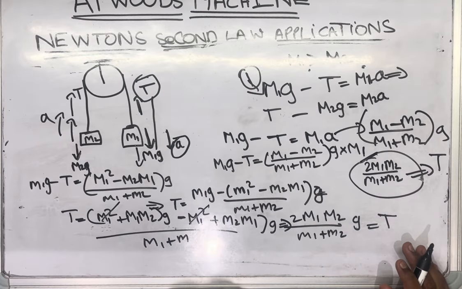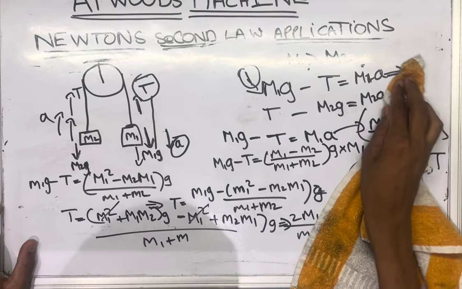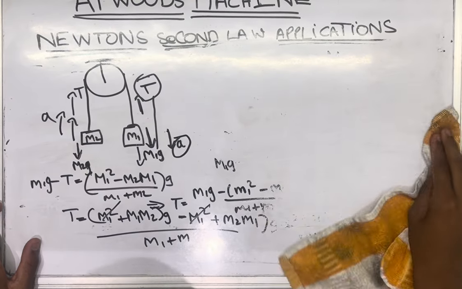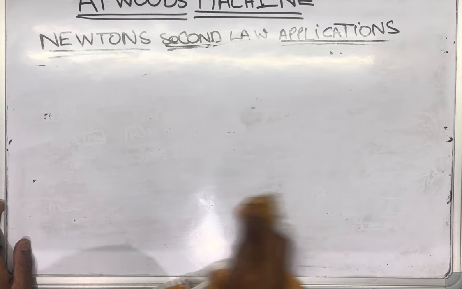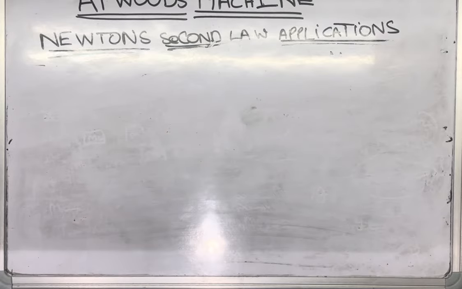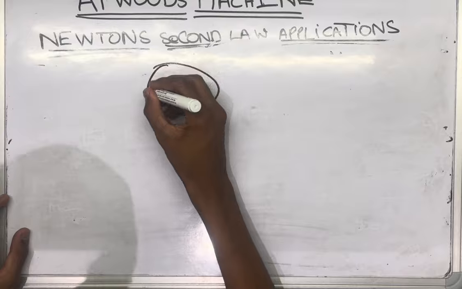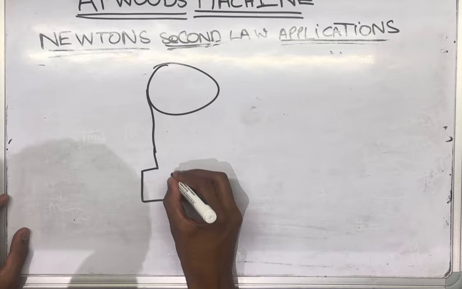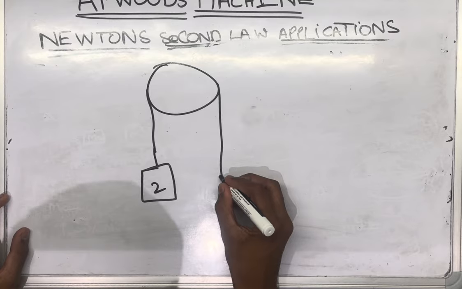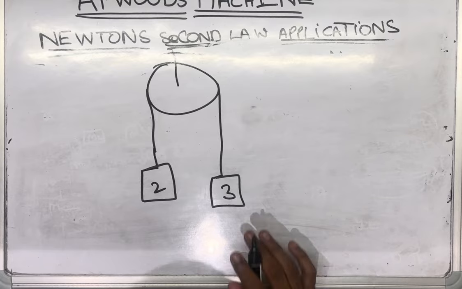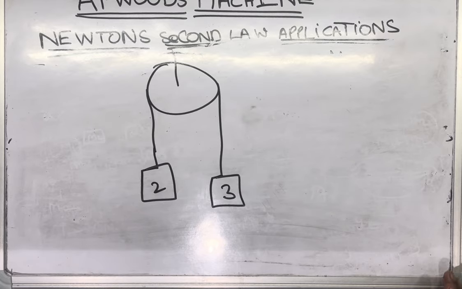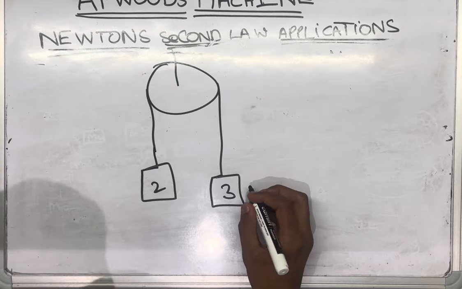Now let's try to do some questions. So the question is: 2 kgs over here and 3 kgs over here. Stop the video for 1-2 minutes and try the question. And make the notes properly so that it will be useful for you. Okay, now let me try.